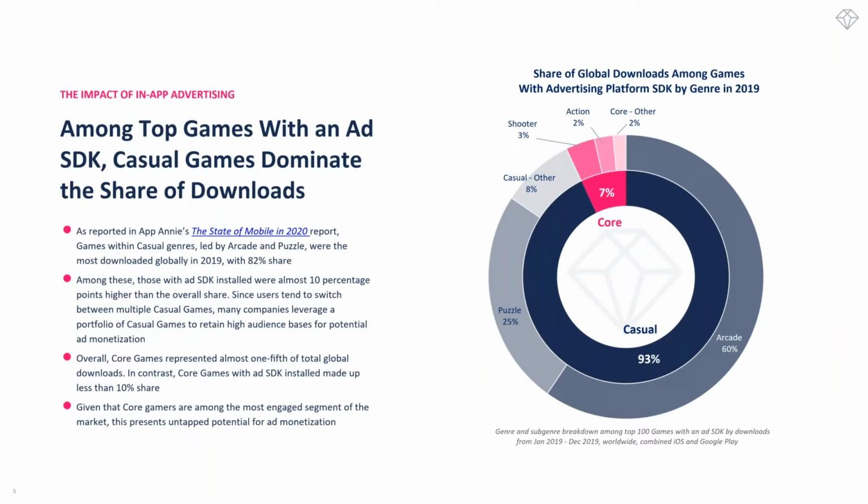Okay, and so just looking at what types of games have ad SDKs, right? Casual games dominate, as you would expect by downloads. Casual games make up about 82% of downloads for games overall, but among games that had an ad SDK installed, it's even higher, at about 93%. So this is what you'd expect. Core games represent about 7% there, right? But again, that's that untapped potential where there's increased chances for being able to incorporate ads in a smart, strategic way to be able to expand that overall pie.